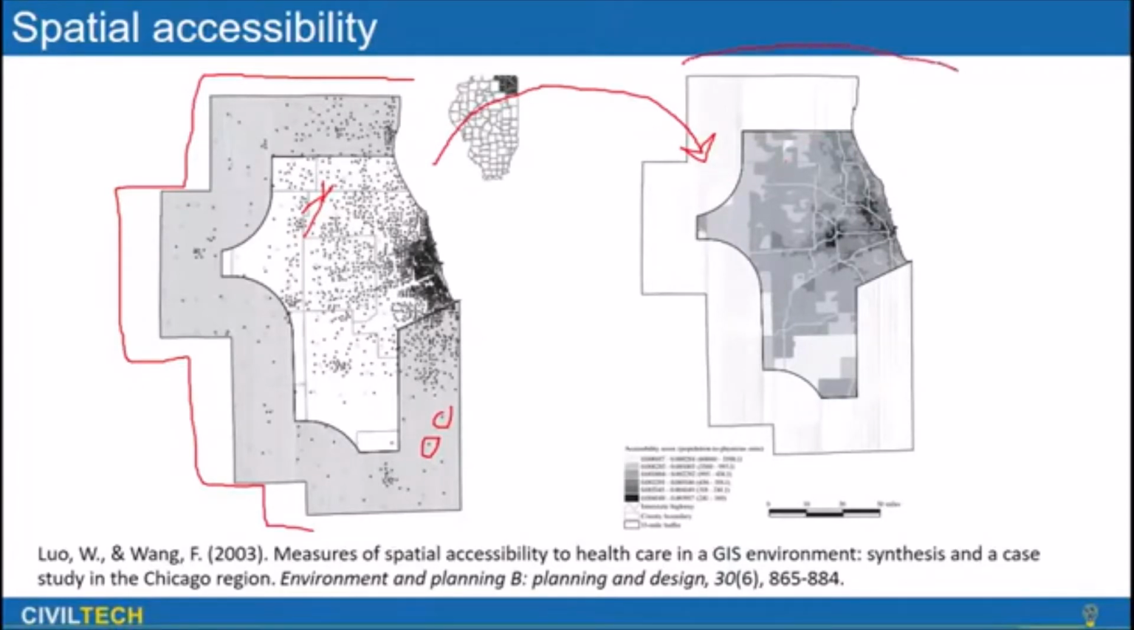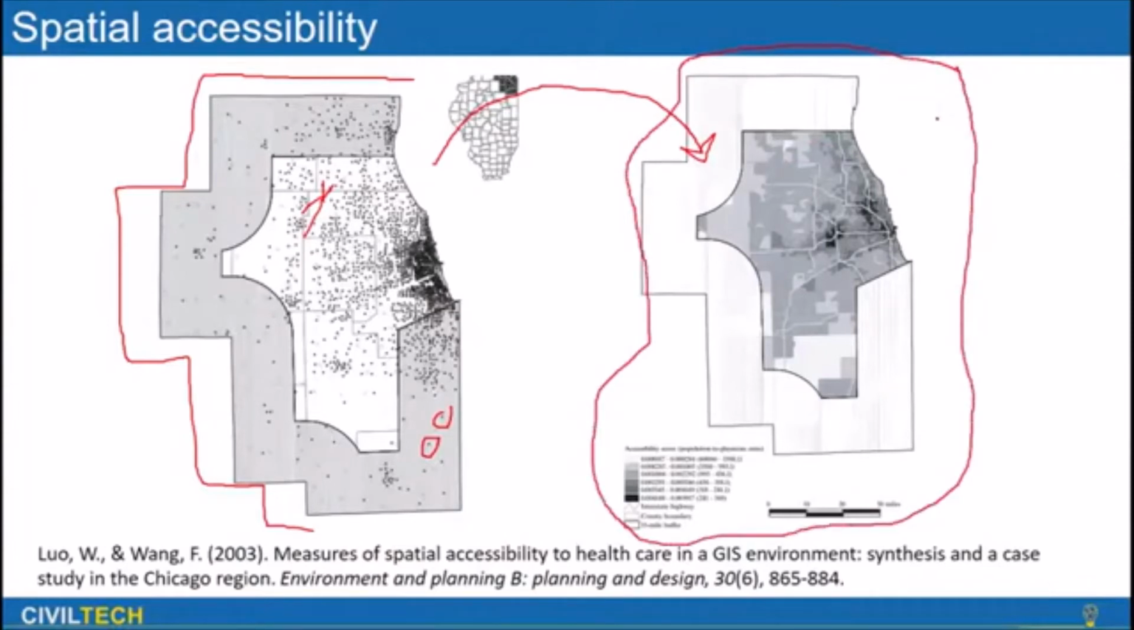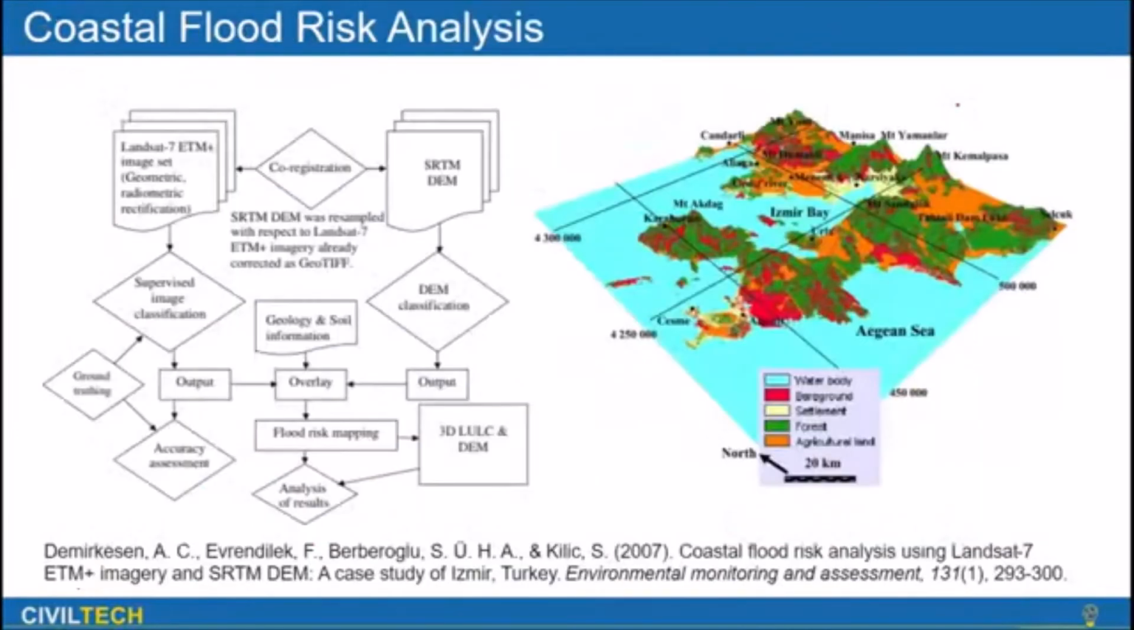But with the use of GIS, you can prepare maps of your desired interest and then present it to the end user, right? So this is another application in the field of transportation engineering. Now let us move on to the next example, which is coastal flood risk analysis.